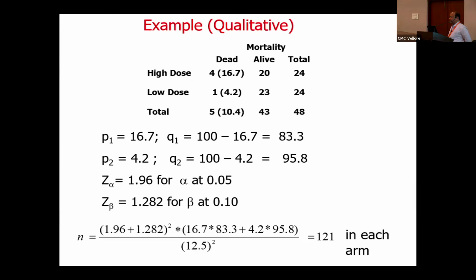It's a big number. Where else can I do the massaging so that I can reduce the sample size? I can bring in, this is 80%, this is 90%, 1.282. This is beta error is 10%. So I can make it 80%, isn't it? That will reduce my sample size. Instead of 1.28, if I put 0.842, it will reduce my sample size.